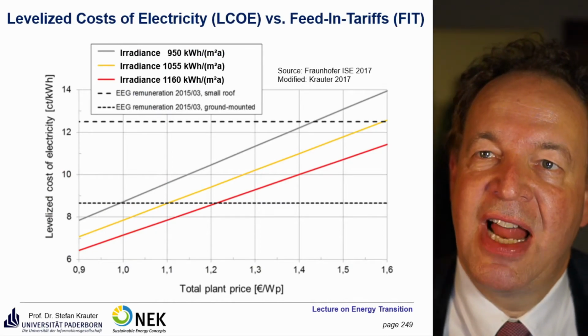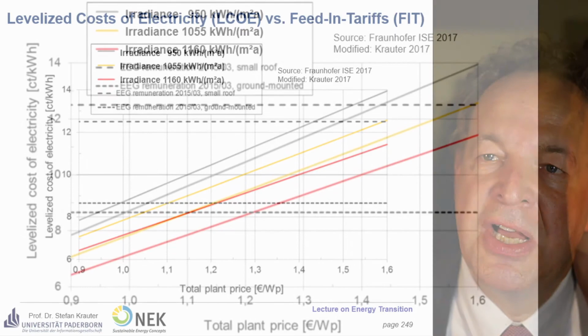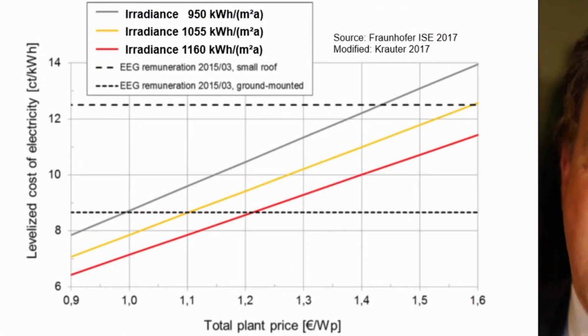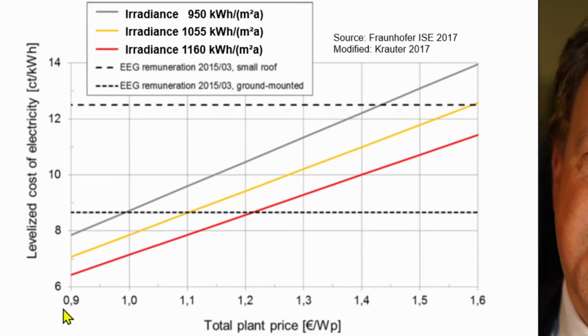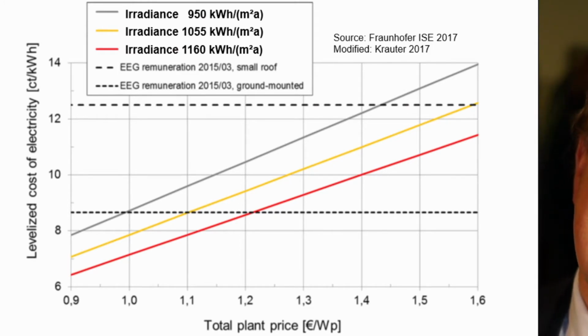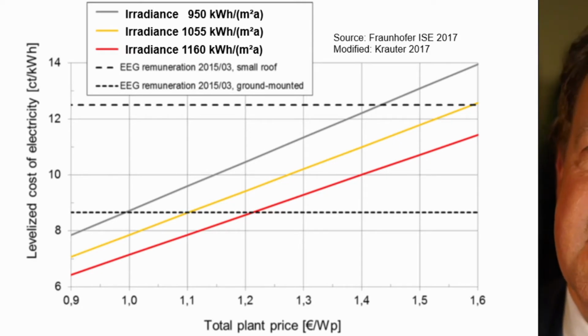This shows the levelized cost of electricity versus the feed-in tariff. On the x-axis you have your plant price in euro per watt peak. Usually you are in the lower part nowadays, in the vicinity of 0.9 to 1. On the y-axis you have the levelized cost of electricity in cents per kilowatt hour, and the different lines show the different irradiance levels in Germany. The gray line is equivalent to Paderborn with an annual irradiance level of 950 kilowatt hours per square meter per year. The red line is Freiburg, with an irradiance level of 1160 kilowatt hours per square meter per year.